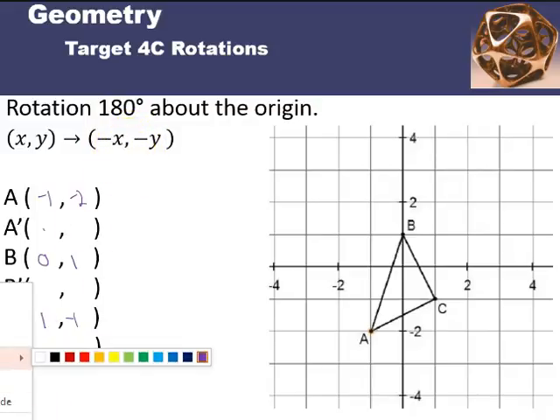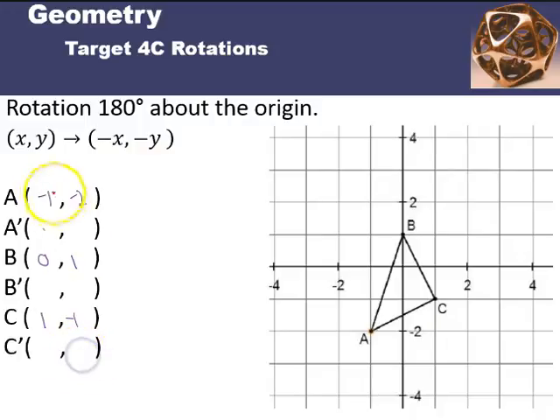So get another color. Here's the red. So I change the sign. So instead of -1, I have +1. Instead of -2, I have +2. Instead of 0, I have 0. Instead of 1, I have -1. Instead of 1, I have -1. Instead of -1, I have +1. Now I'm going to plot them.